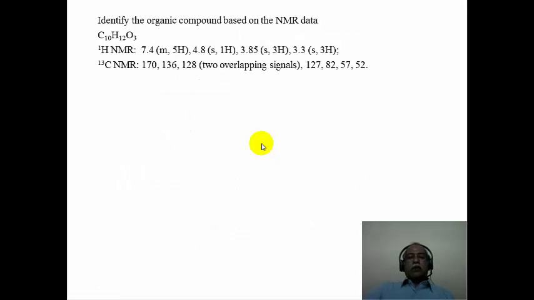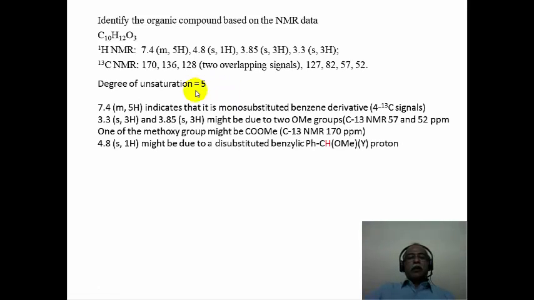Now let us look at one more problem. Here we have to identify the organic compound based on the NMR data that is given here. This is a fairly simple problem. If you approach it logically, it will turn out to be simple. If you try to somehow solve it, you may end up with trouble. Now, the degree of unsaturation is clearly 5 in this molecule. You can calculate it from the molecular formula.